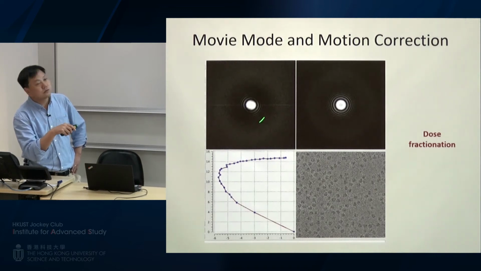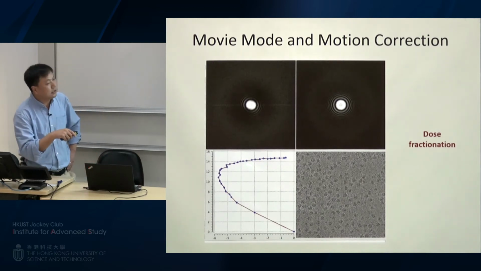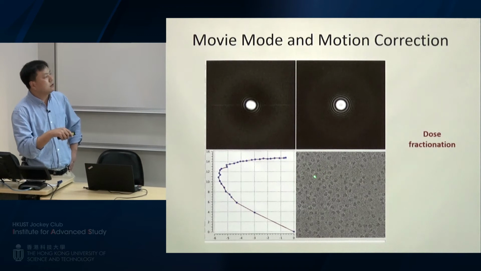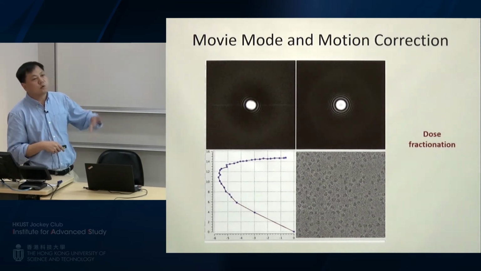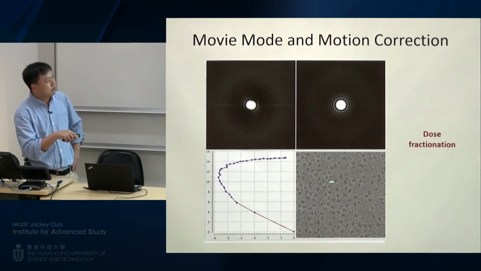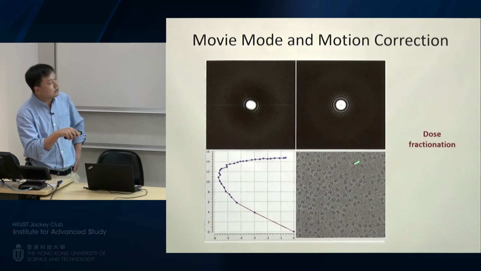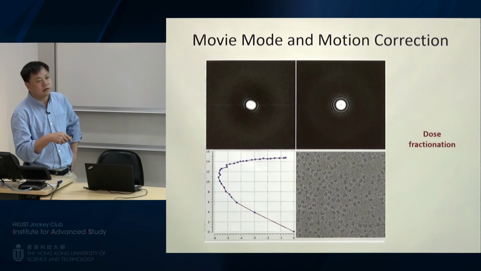So the good thing about the movie mode is that we can do the so-called motion correction. So what is motion correction? We know that although the sample, those particles, were frozen in a thin layer of ice, once the electron beam hits the sample, those particles will move. They not only move in one direction, actually they will rotate in the ice layer.